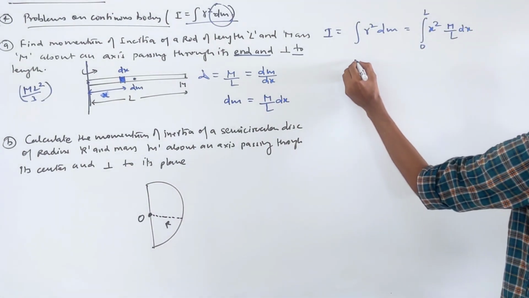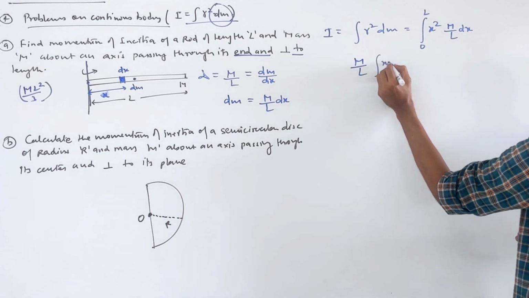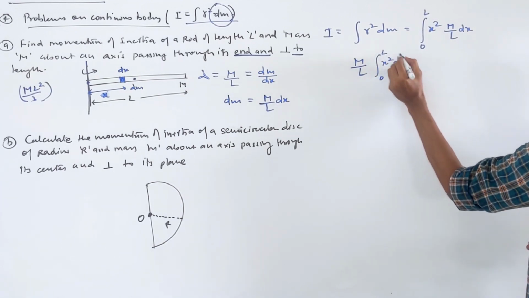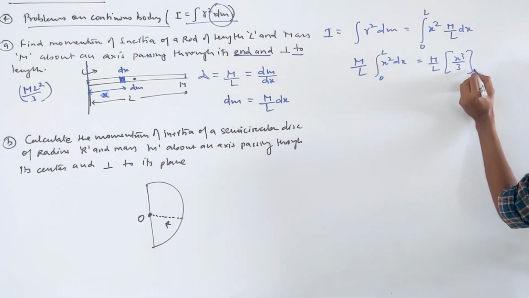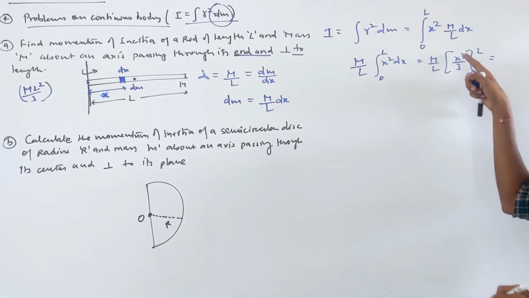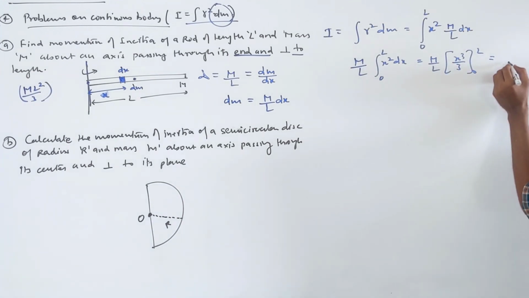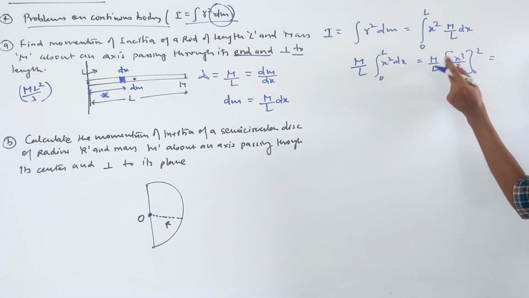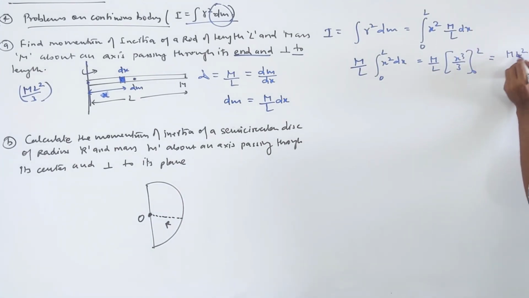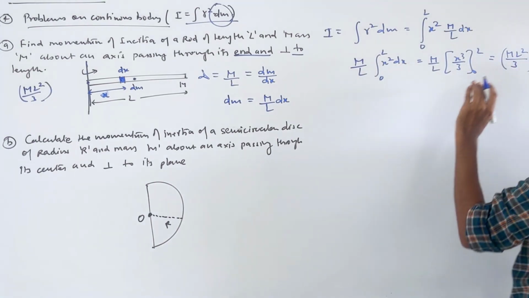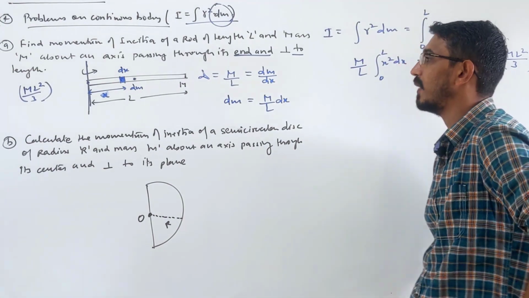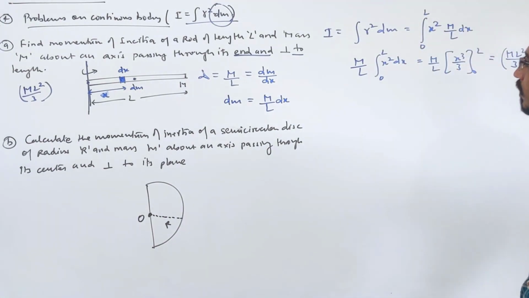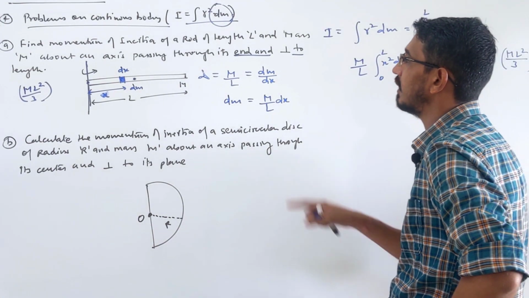You see that m and l are constant, so take them outside. You get x square into dx from 0 to l. So this becomes m by l, and this becomes x cube by 3 from 0 to l. If you put 0, everything is 0, and if you put l, it becomes l cube. So one l gets cancelled, and you get ml square by 3. Yes, this is the inertia about that point, as I already told you. So you can find inertia about any point. This is a linear object, a rod.